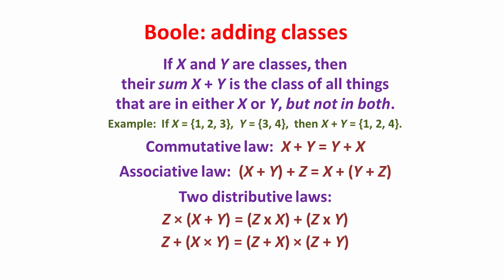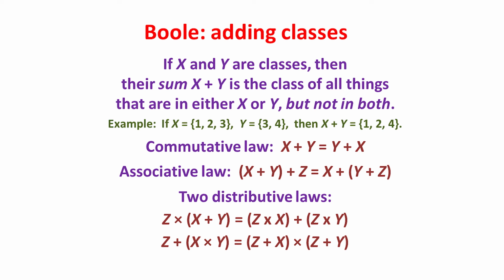So we've seen how to multiply classes. Can we also add them? Boole said that if x and y are classes, then their sum, x plus y, should be the class of all things that are in either x or y, but not in both. This is the exclusive use of the word or, which we use when we're asking, would you like a cup of tea or coffee, expecting an answer of one or the other, but not both.